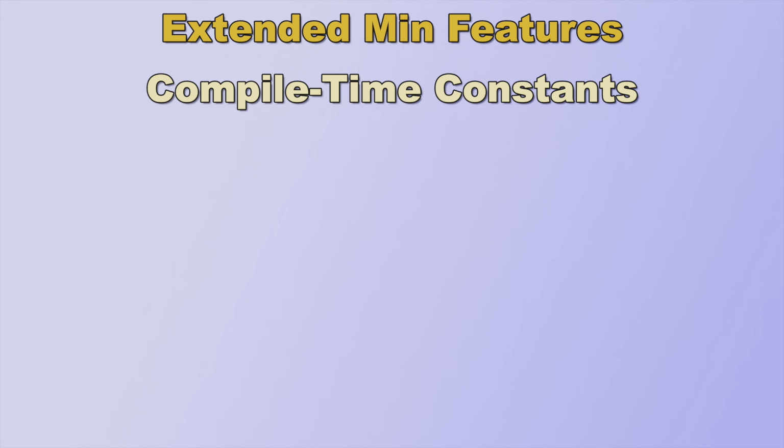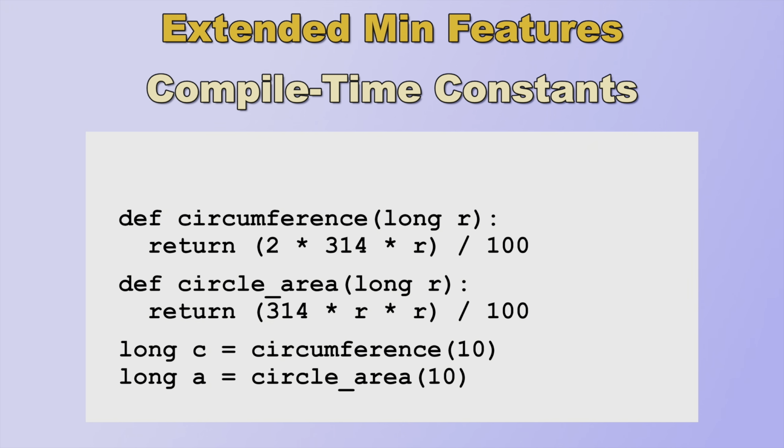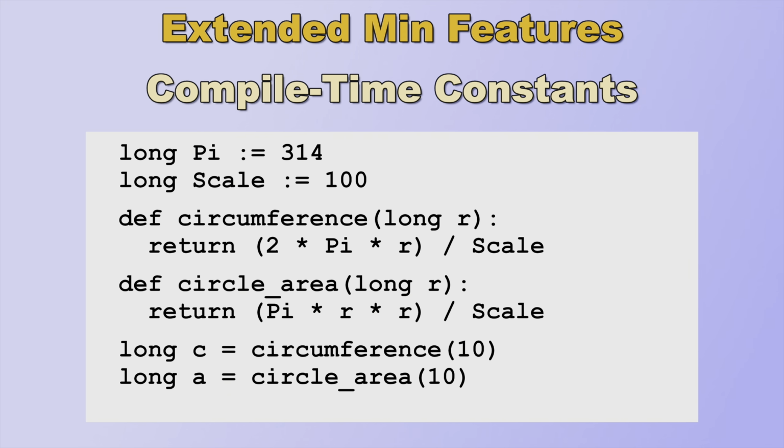The fifth feature is compile time constants. In the original min, if you want to use a number to represent something, it's just a magic number in your source. There's no way to give it a name without using a runtime variable, which costs you memory you might not want to spend. Extended min adds compile time constants with the := operator. These get resolved when the source is tokenized. They don't exist at runtime.